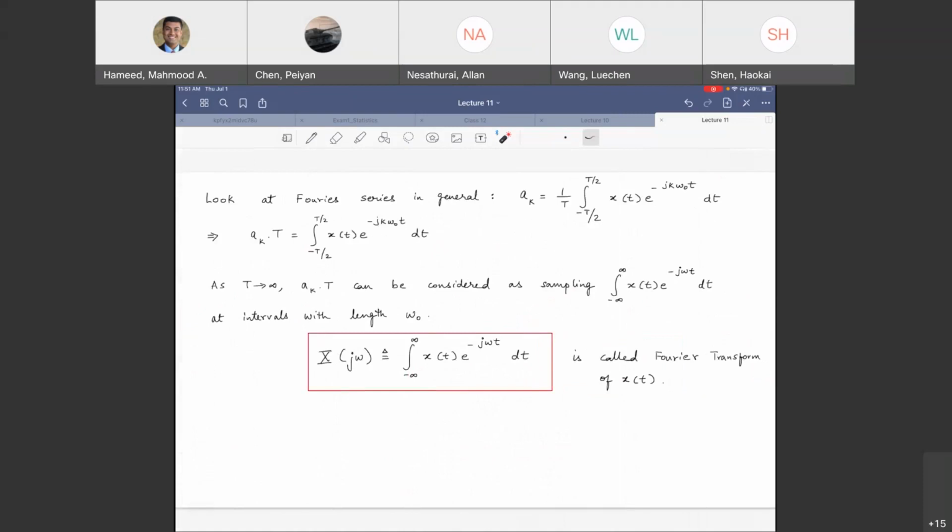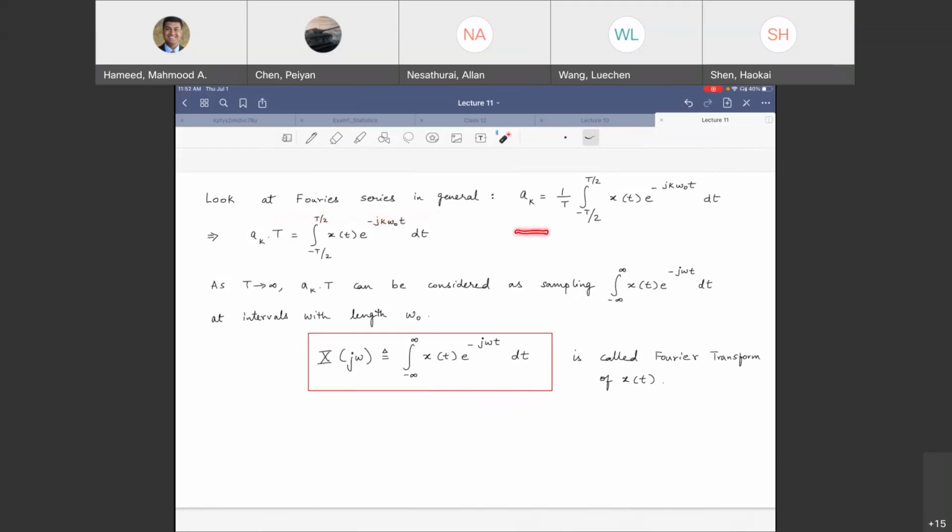Now let's take a look at the Fourier series, Fourier transform integral. We want to get there. How do you evaluate X of omega? How do you evaluate the Fourier transform of a signal? For that, we are going to have to again start with Fourier series, because that's where things are starting. We are just evaluating that as T tends to infinity, right? So let's take a look at the Fourier series in general.